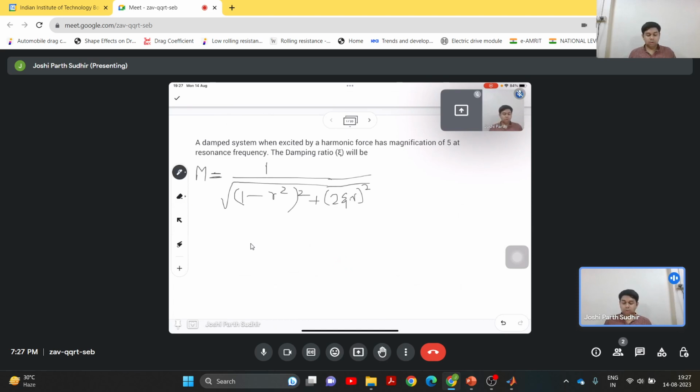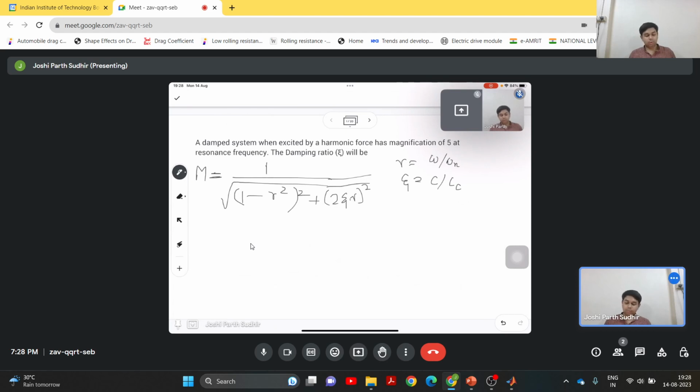Now, the definition of resonance is that the magnification factor will be maximum at resonance. Here r means omega by omega n, where omega n is the natural frequency, and zeta is the damping ratio c upon Cc, where Cc is the critical damping.